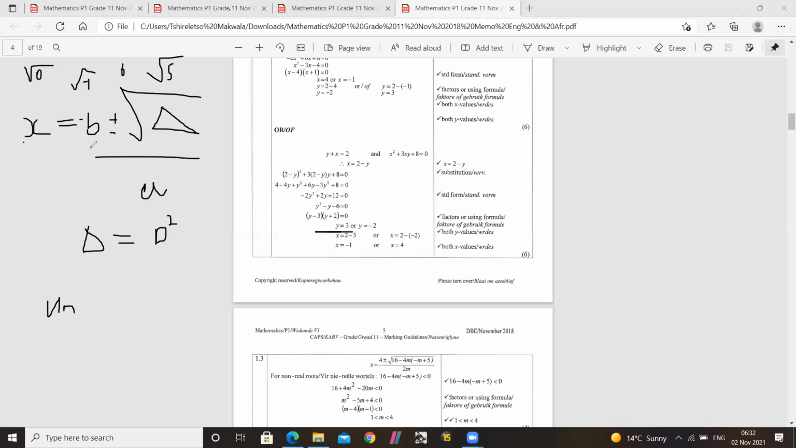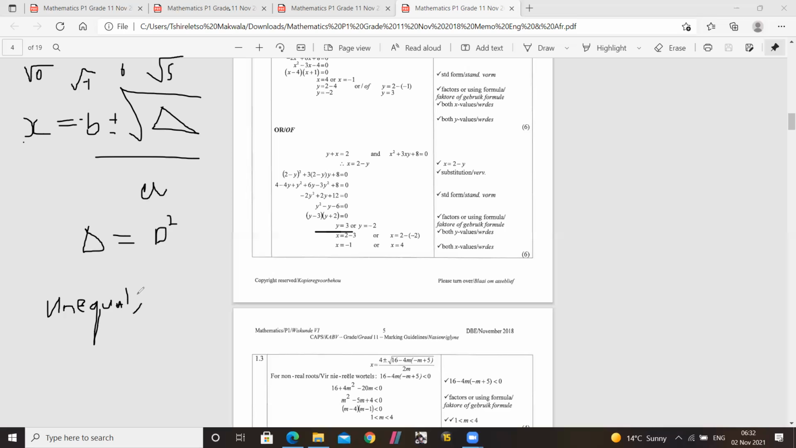So let's say b is negative 2. Then negative 2 plus 5 is equal to 3, but negative 2 minus 5 is equal to negative 7. So you won't have equal roots. These roots will be unequal, number one.